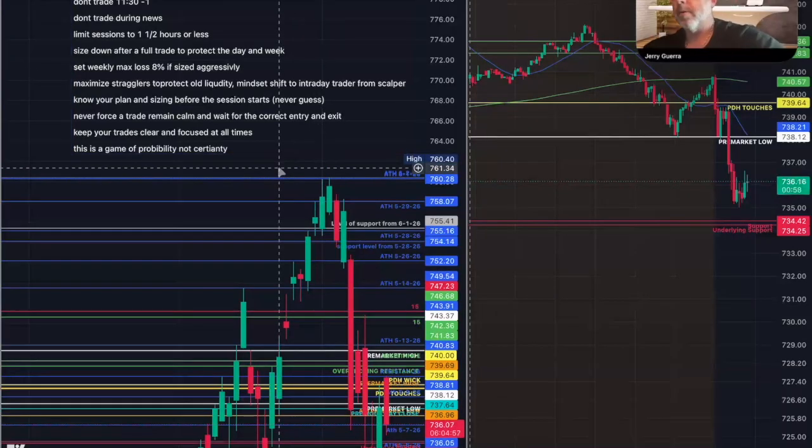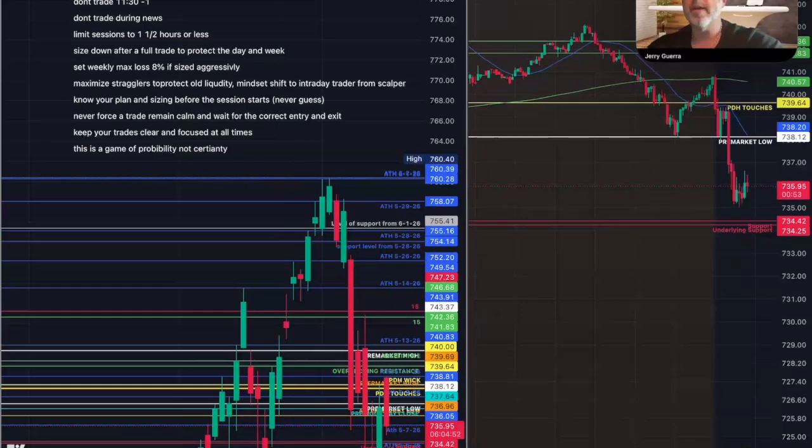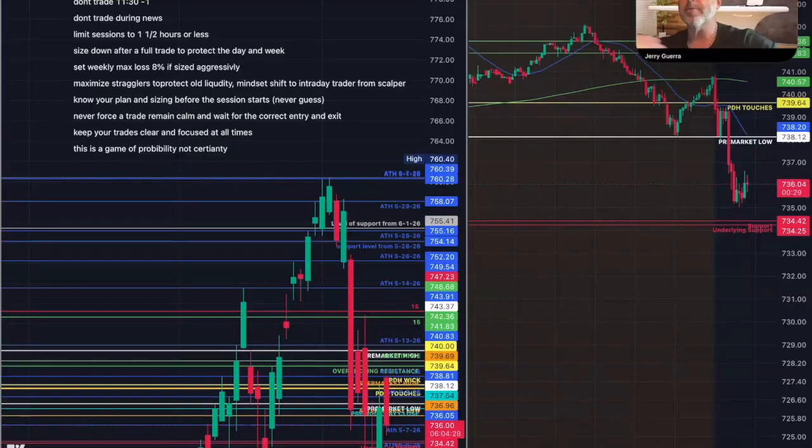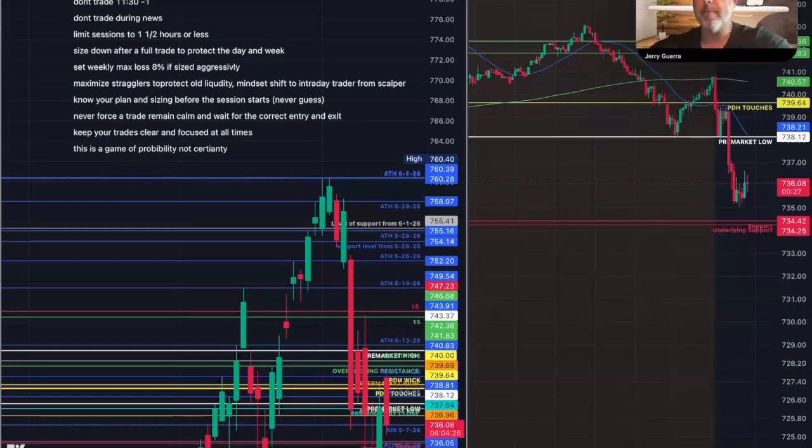No matter how A plus the setup is, this is always, always, always a game of probability, not certainty. So no matter how good your levels are and how great it looks, the idea is to have a high win rate in your trades, a plus 70% win follow through over time. There's no way you're going to be right 100% of the time. It's impossible, so get that out of your mind. If you are that person who needs perfection, it's impossible. You're probably going to have to switch that mindset to make it work long term.